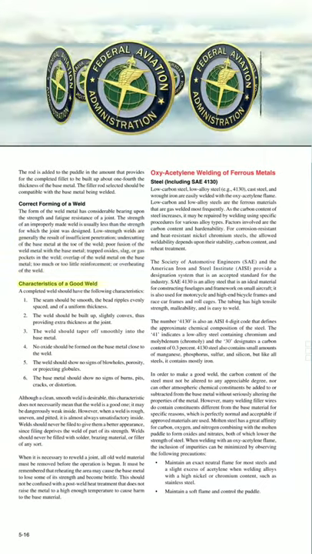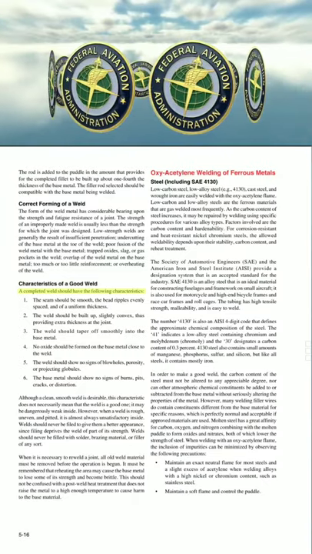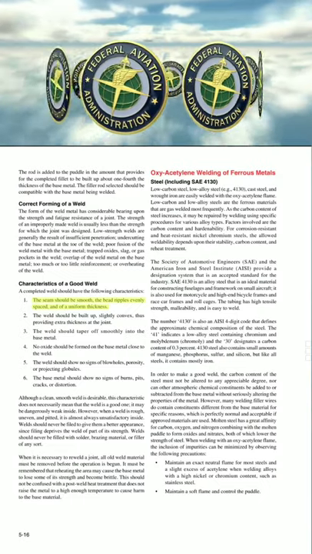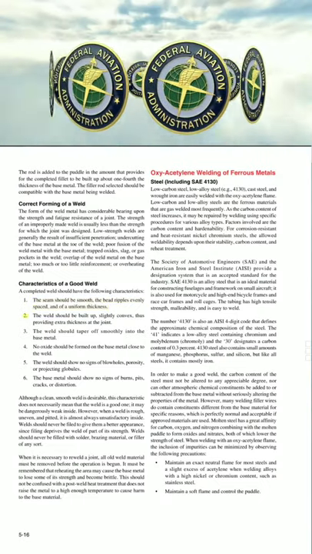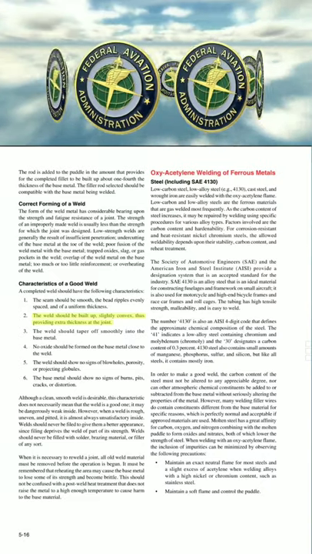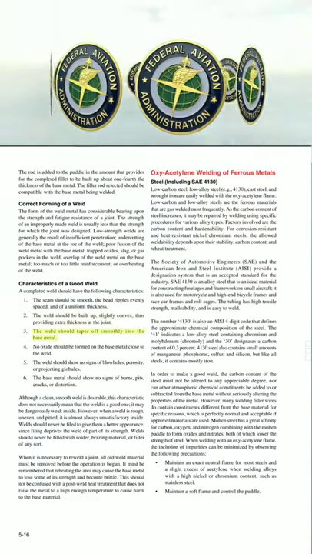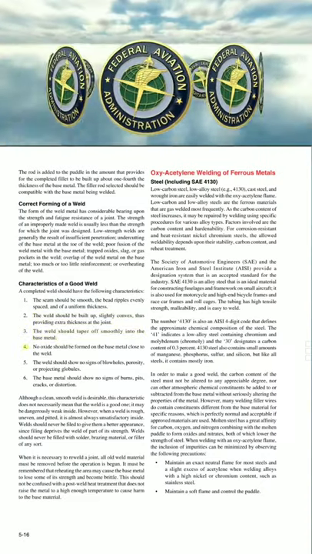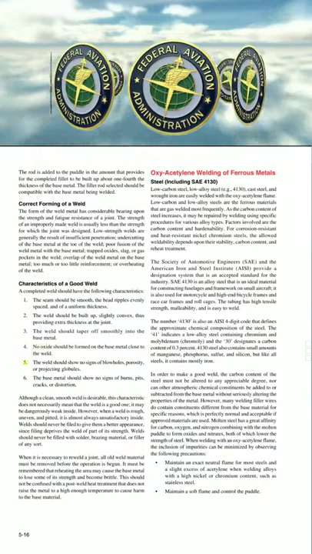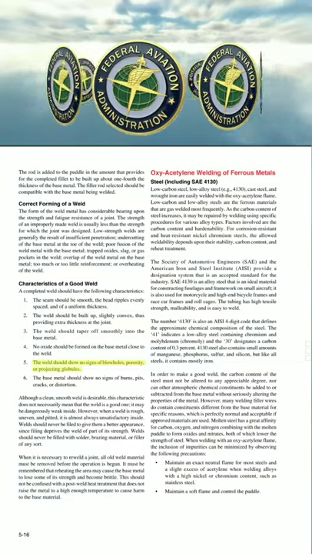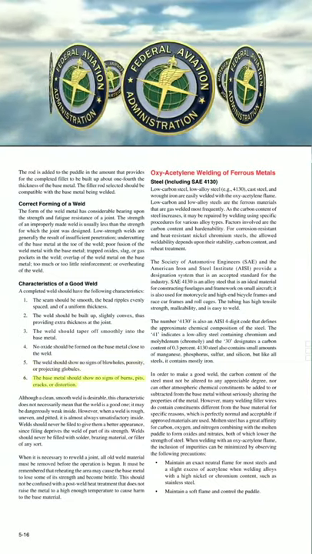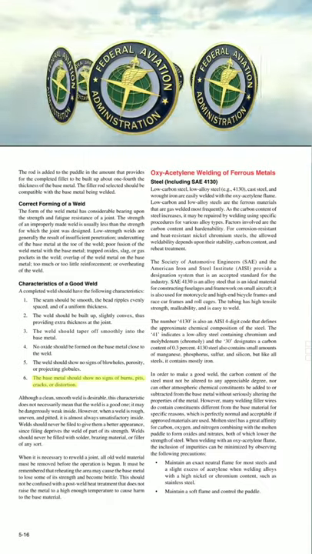Characteristics of a good weld. A completed weld should have the following characteristics. 1. The seam should be smooth, the bead ripples evenly spaced, and of a uniform thickness. 2. The weld should be built up, slightly convex, thus providing extra thickness at the joint. 3. The weld should taper off smoothly into the base metal. 4. No oxide should be formed on the base metal close to the weld. 5. The weld should show no signs of blowholes, porosity, or projecting globules. 6. The base metal should show no signs of burns, pits, cracks, or distortion.